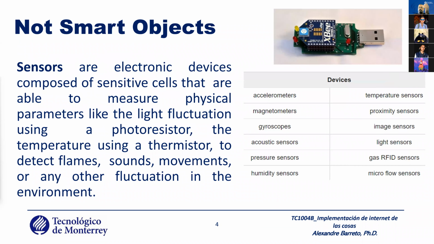Okay, so what is a sensor? A sensor is any electronic device composed of sensitive cells that is able to measure things. Okay, physical things. Okay, light, temperature, proximity, images, gas, humidity, pressure, and acoustics, and others, okay?